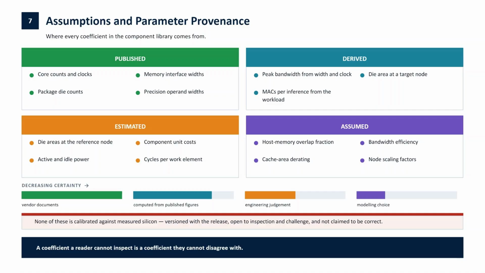The second is derived. These are values calculated from published information, such as peak bandwidth, die area at a target process node, and workload MAC count. The third is estimated. This category includes values such as die area at a reference node, component unit cost, active and idle power, and cycles per work element.